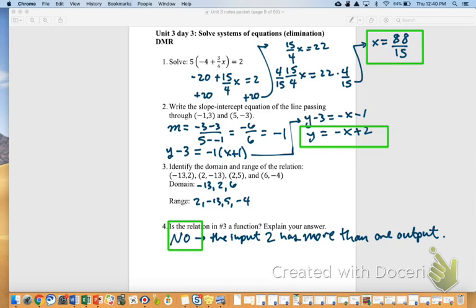Be specific, you just put the input? No, the input has more than one output. Which input? 2. There we go. Because 2 has 2 outputs.